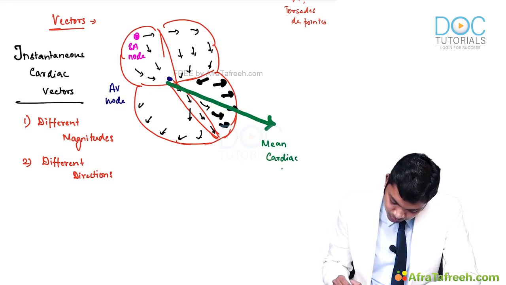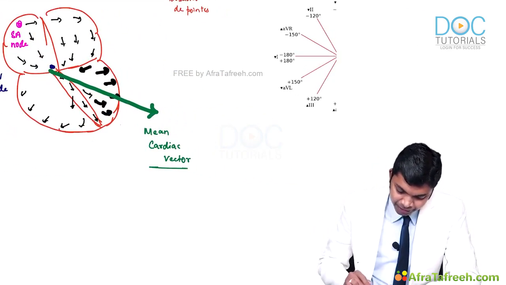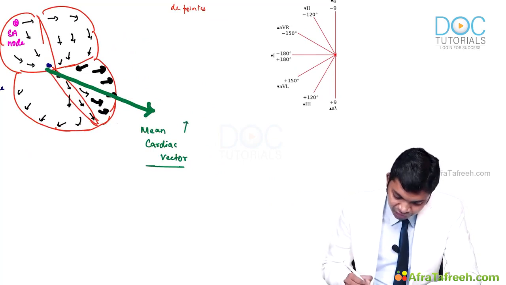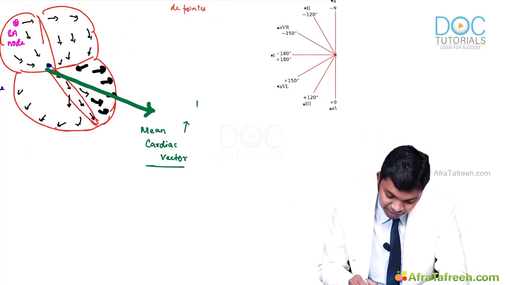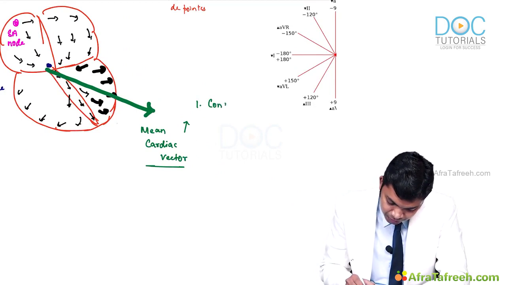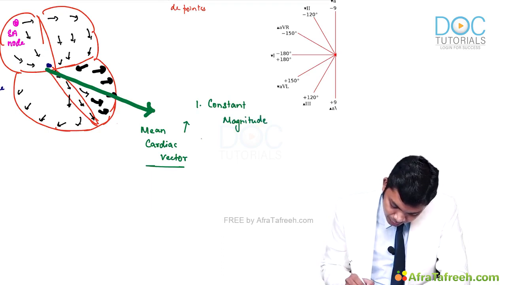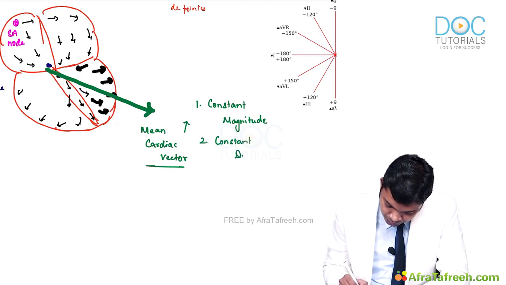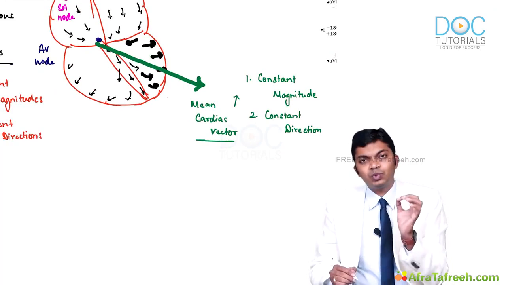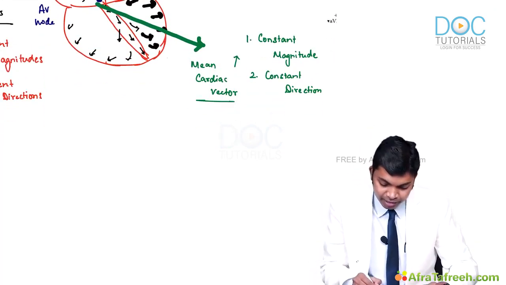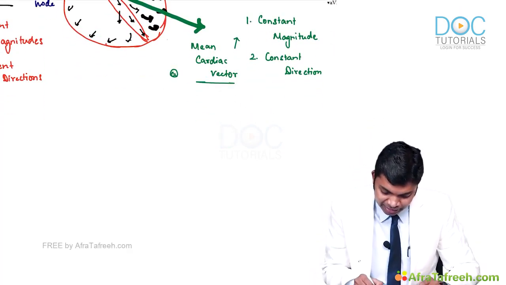Now remember, since the mean cardiac vector is the summation of multiple instantaneous vectors, it has a constant magnitude and a constant direction, doctors. Now remember, this one term, mean cardiac vector, has also been termed as axis.